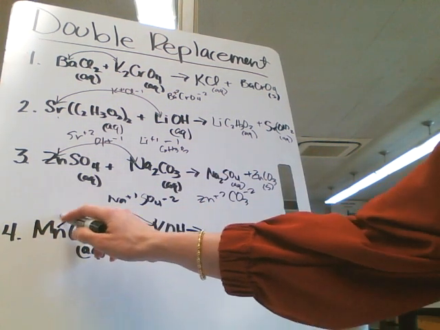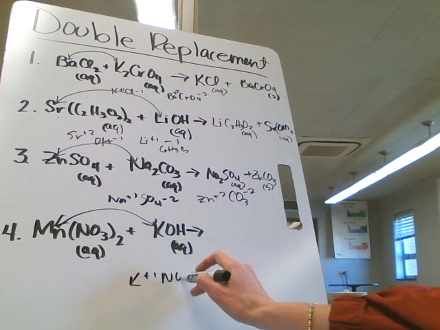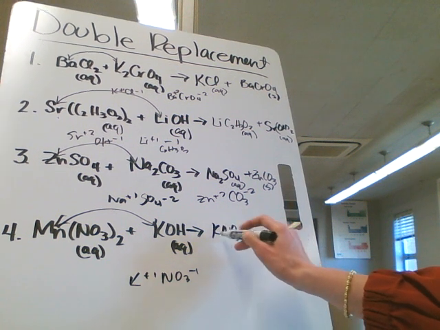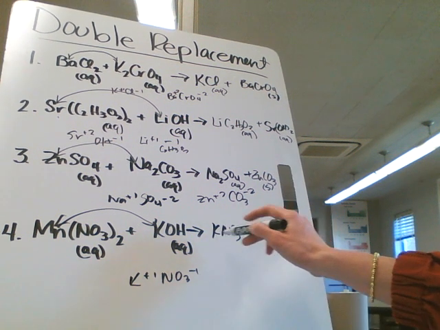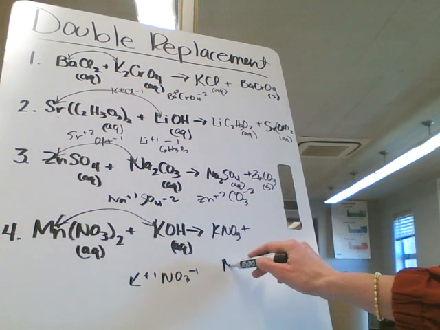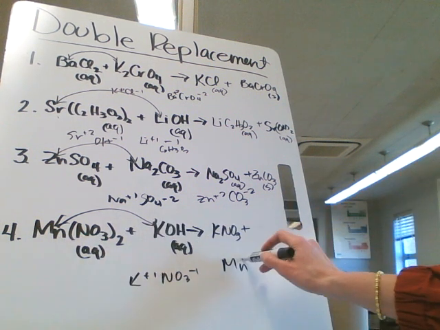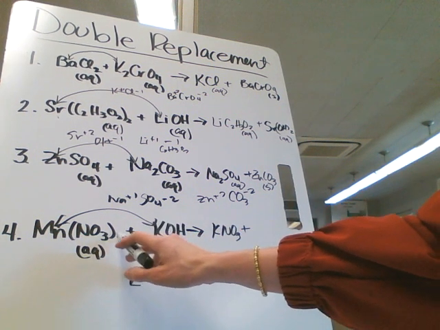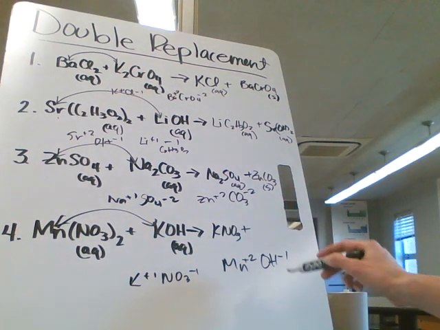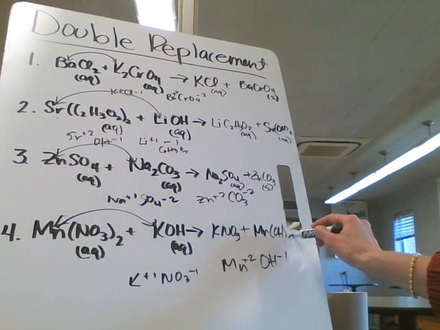Manganese and potassium switching spots. So potassium is +1. Nitrate is -1. So we get KNO3. And again, you can write this first or second, it does not matter. Then manganese, which is a +2 because it's with nitrate, and we needed 2 nitrates, so we know that's a +2 charge, and then that goes with hydroxide, which is -1, so we have Mn(OH)2.